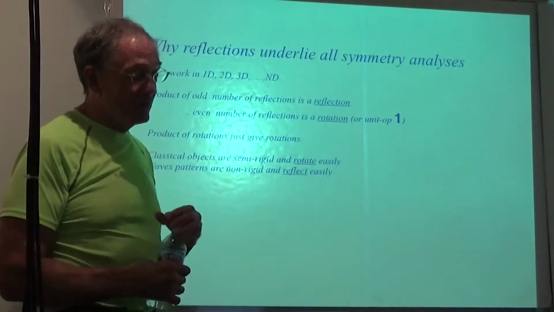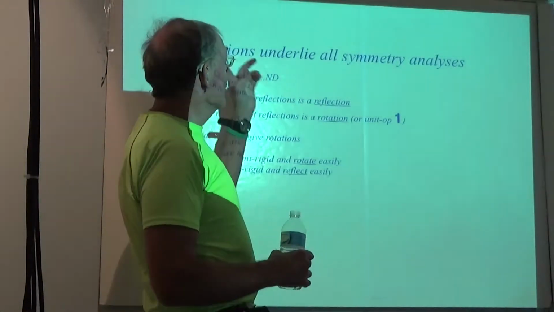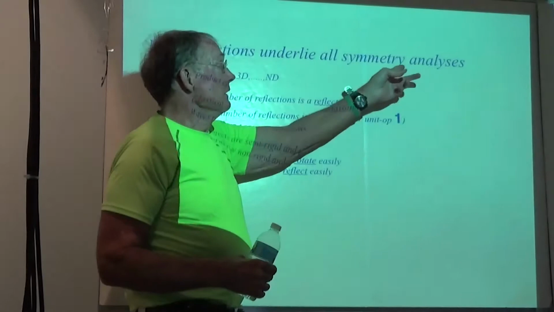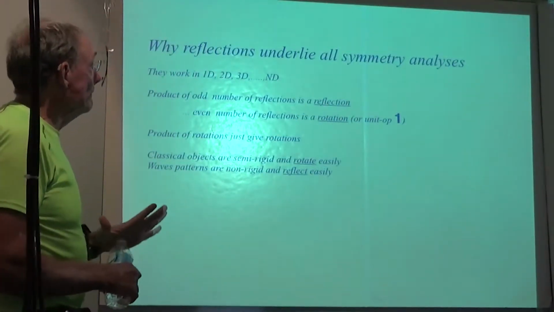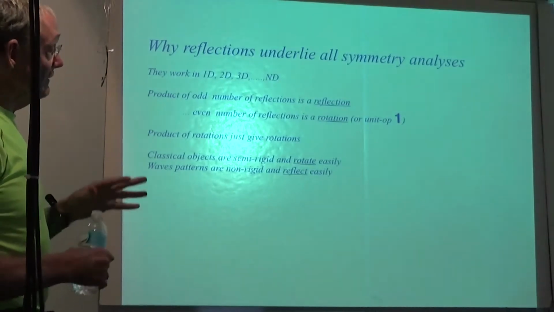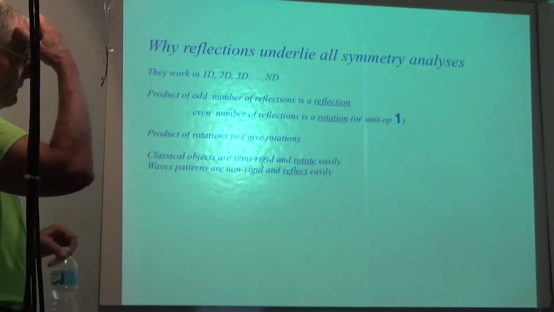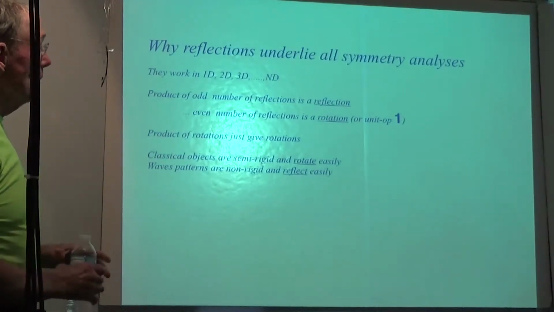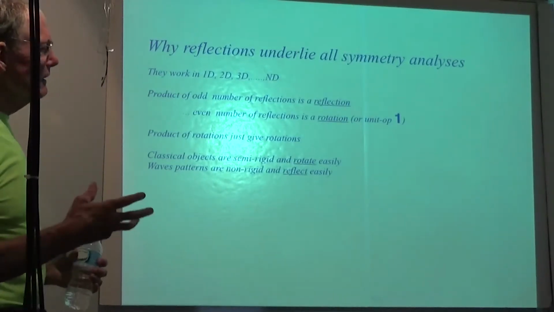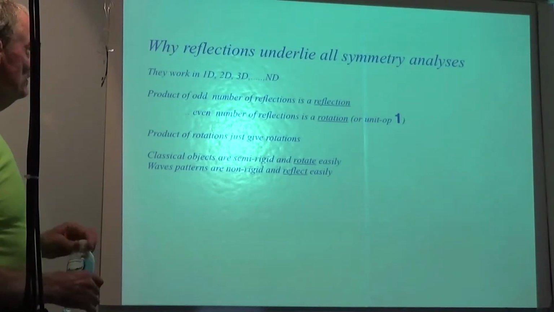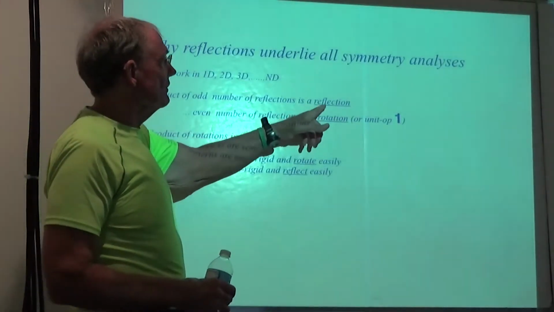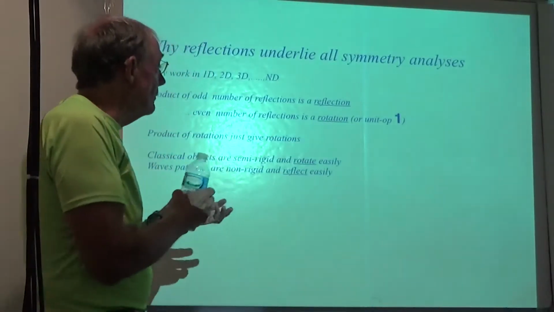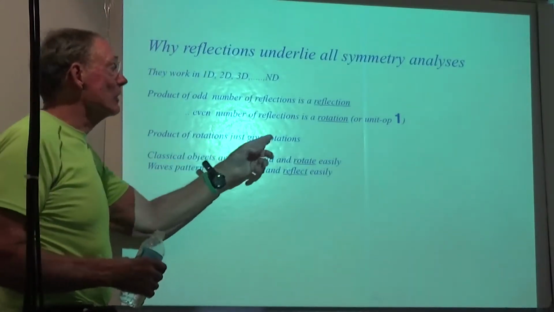So when I say that it's all done with mirrors, this is what underlies all symmetry analysis or group theory. I say these symmetry analysis and group theory are the same. It's just a symmetry analysis allows you to take linear combinations of all of the group operators, which is called an algebra or ring when you do that. So physicists do group theory, but they do more than that. The product of an odd number of reflections is a reflection, but an even number of reflections is a rotation. And rotations form a group by themselves. Product of rotations just gives rotations.